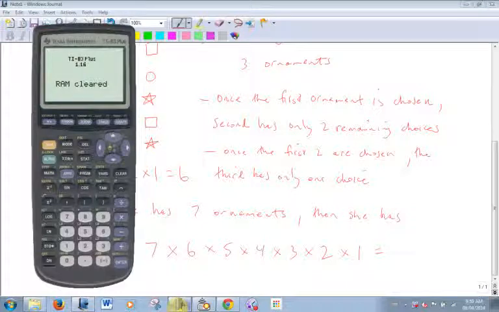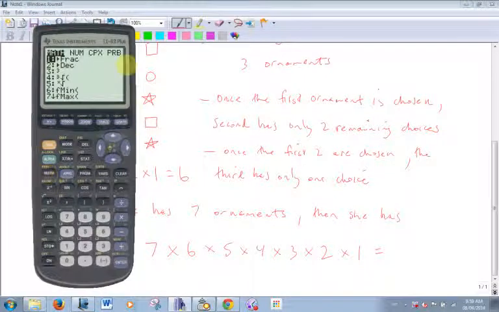Ready, Ellie? Math button. See PRB? That stands for probability. Go over to it. You see that thing beside the 4? What do you call that in English? It's an exclamation mark, and actually I screwed up. I want to put in 7 first, then the math button, because you have to put in the number first. Probability, you can scroll down to number 4, or just hit number 4. What is 7 factorial? That's what that sign says.